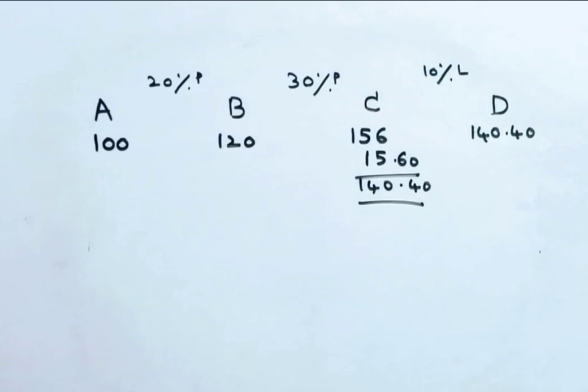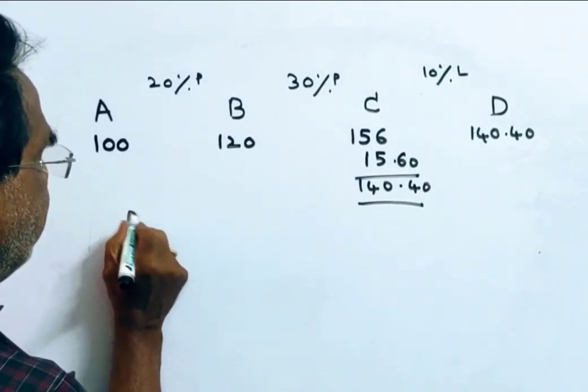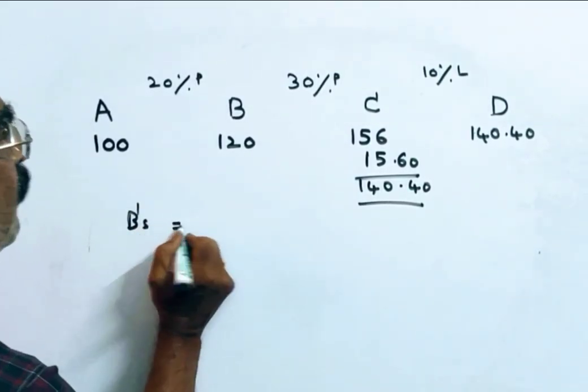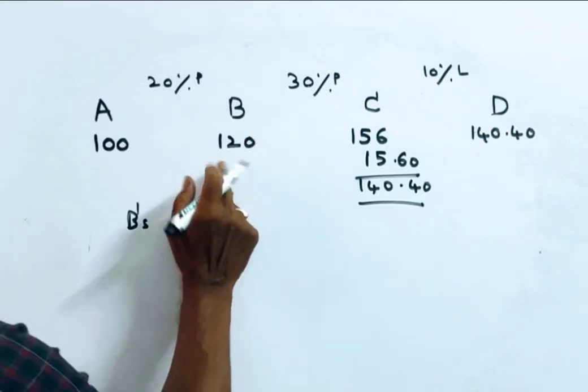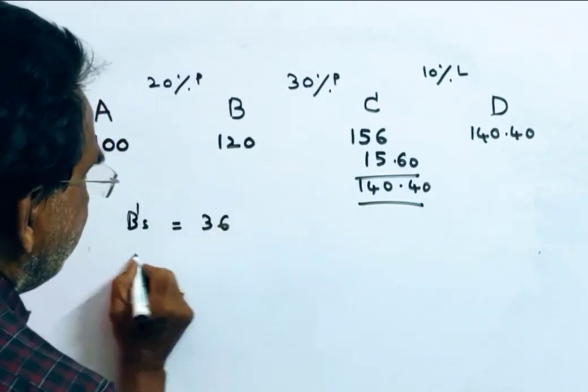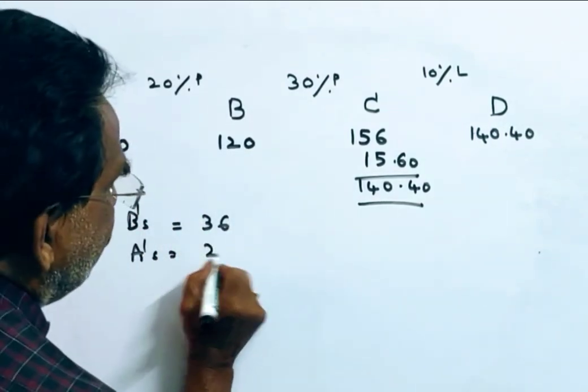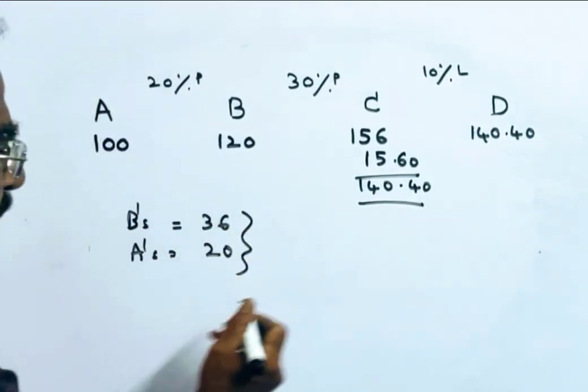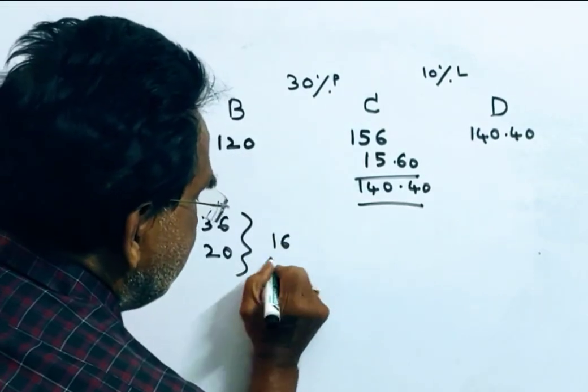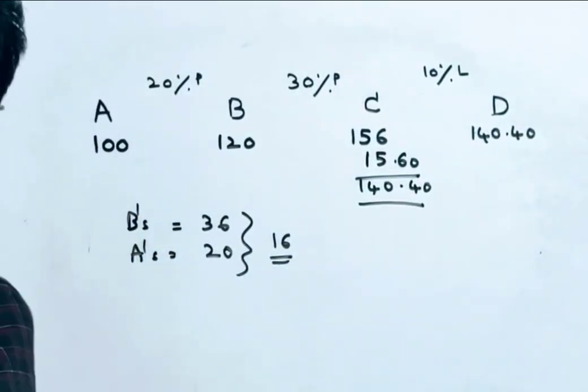Friends, now B's profit is equal to 156 minus 120, which is 36. A's profit is 120 minus 100, which is 20. So B's profit is 16 rupees more than A's profit.